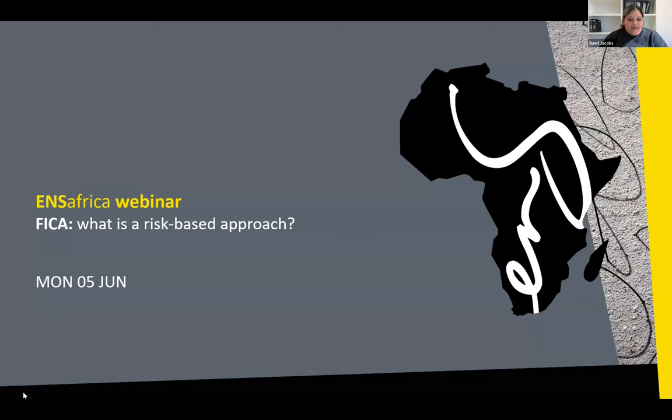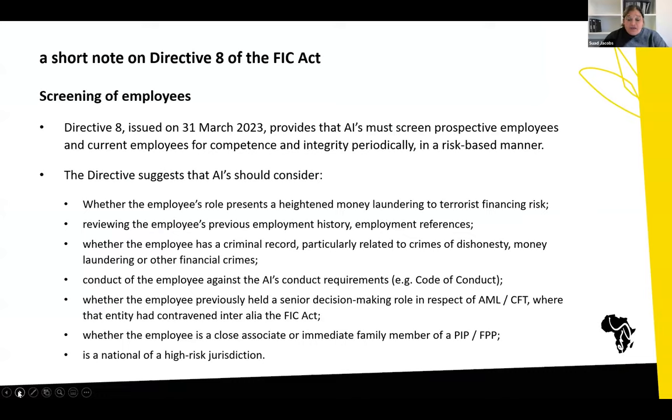I'm going to be chatting to you about Directive 8, and more particularly, I'll do an introduction to the third-party due diligence process and the risk-based approach to screening clients that will be dealt with in detail by Jimmy. Now, Directive 8 became effective on the 31st of March, 2023. It applies firstly to all accountable institutions, and it requires that accountable institutions must screen prospective and current employees for competence and integrity periodically and in a risk-based manner. The FIC has issued a PCC 55, so public compliance note, to inform accountable institutions on what it expects to see in this risk-based approach to screening employees.